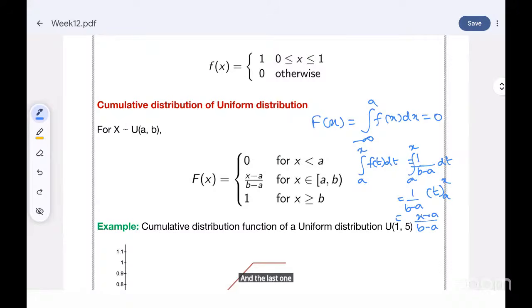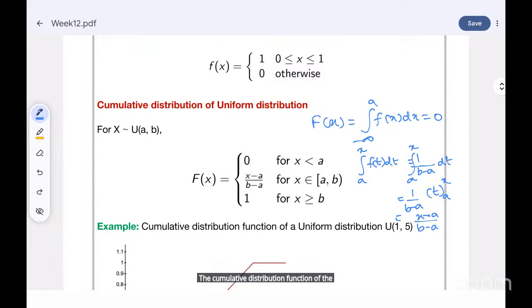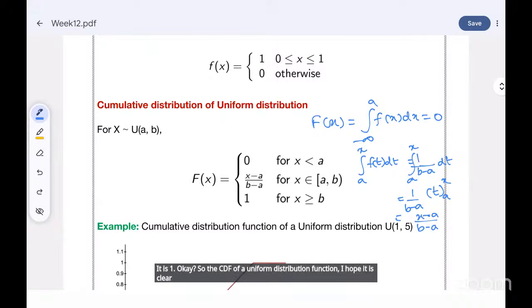And the last one, why is it 1? Because after b, the values are anyway 0 for a uniform distribution. So now we are looking at the cumulative distribution function of the entire function. The entire area is covered and hence the cumulative distribution function should be 1. For any value above b, the entire area is already covered and hence it is 1. Okay, so that is the CDF of a uniform distribution function. I hope it is clear for everyone.